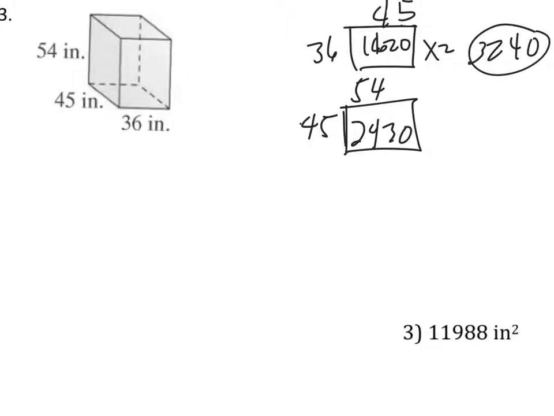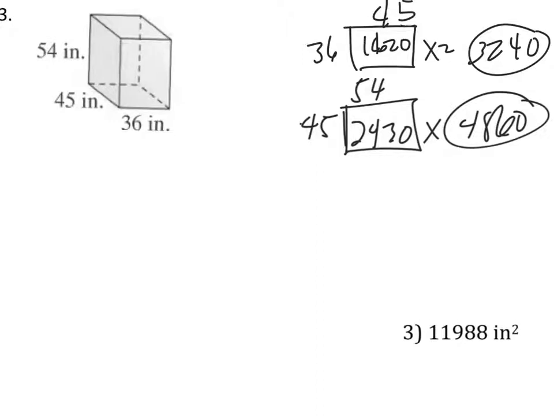And times 2, because there's 2 of those, right? There's a left and a right. So that's 4860. Okay? And then there's one more side, or two more sides I should say. There is a 45 by, no, we did 45 by 36. What do we do? 54 by 36. There we go. We have a 54 by 36.